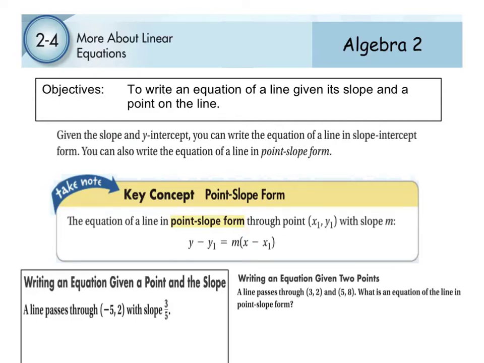Okay, this is section 2.4. This is more about linear equations. We've talked a lot about linear equations already with slope-intercept form. We're going to learn two new forms today.